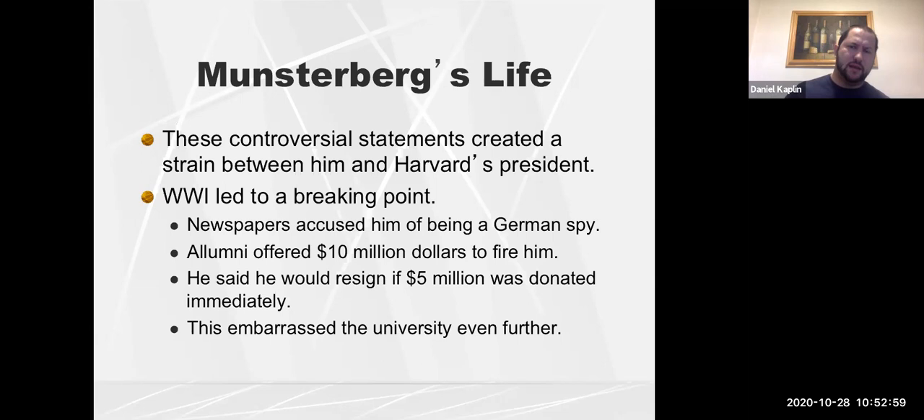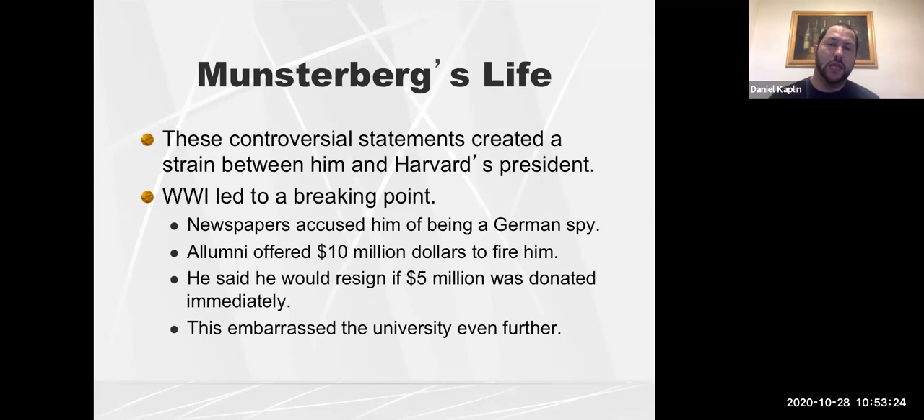Ultimately, World War One becomes a breaking point, because during World War One, many of the local newspapers were suggesting maybe Hugo Munsterberg is a German spy. So this creates tension to want to fire Hugo Munsterberg.